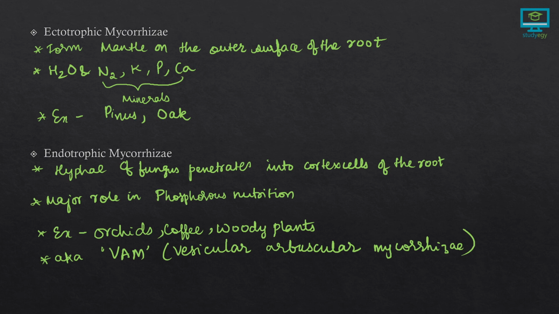As this fungus penetrates to the cortex, the cortical cells swell up to form vesicles, hence they are called vesicular.